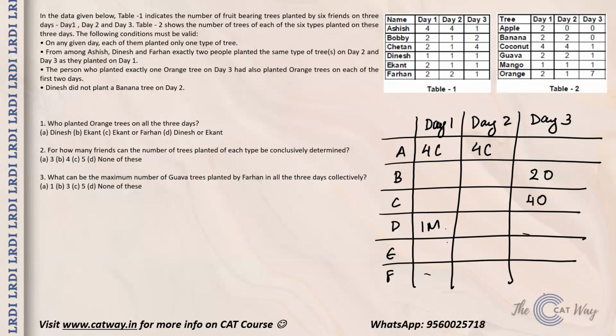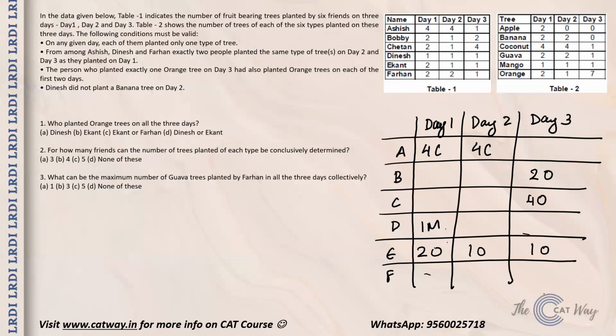So the only possibility for the last orange tree that is remaining is Ekant and Farhan. Now let's say Farhan planted that one orange tree, then he must have planted an orange tree on day 2 as well. On day 2, Farhan has to plant 2 trees, but on day 2, only 1 orange tree was planted. So Farhan would have to distribute his 2 trees of day 2 into 2 different categories, which is again not possible. So Farhan planting that one single orange tree on day 3 is not a possibility. We are only left with one possible option, that is Ekant. So Ekant will be planting that one orange tree, and similarly Ekant will be planting the orange tree on all the days. So orange trees are gone.